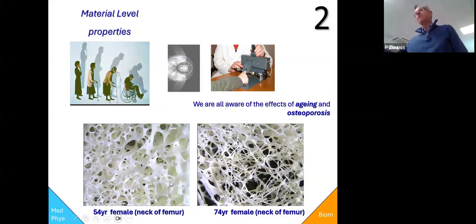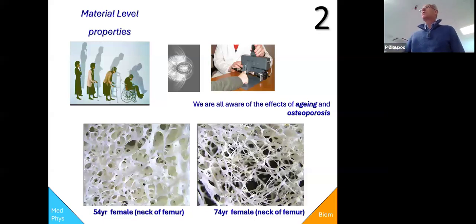That's from the neck of the femur, actually. But that's from a 54-year-old cadaver, and this from a 74-year-old cadaver. So you can see that with the increase in osteoporosis, you lose a lot of bone mass. And of course, that reflects in the ultrasound signal. And then you translate the quantitative effects of the signal into bone properties.